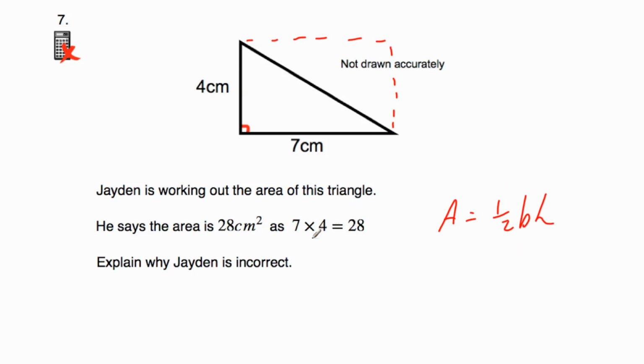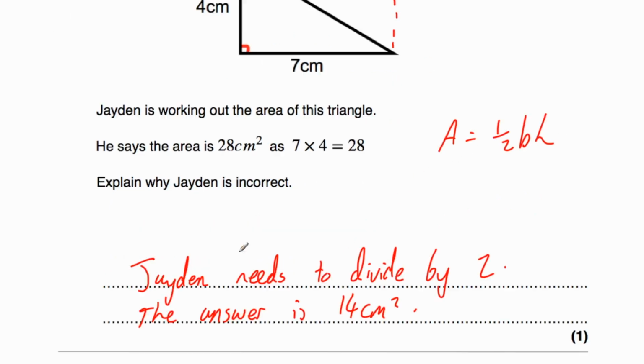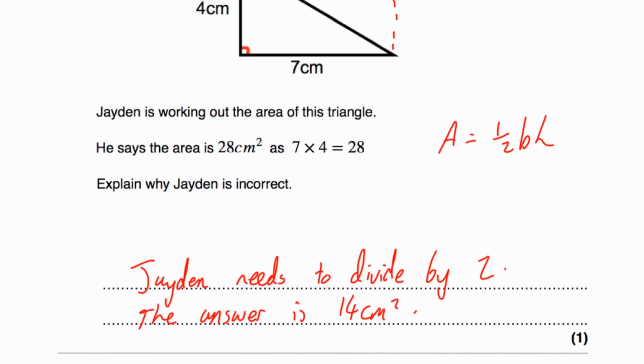So we need to explain that Jaden at some point needs to half. So he needed to half this answer of 28 to get 14 centimeters squared. So let's explain that. So I've just explained that Jaden needs to divide by 2. So the answer is 14 centimeters squared. Okay, let's have a look at our next question.